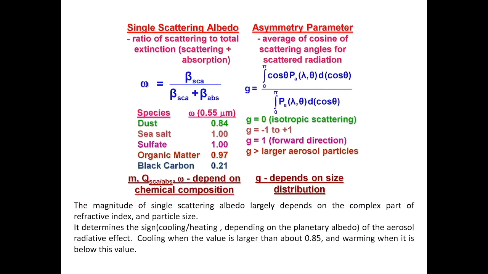Then the other parameters, like single scattering albedo, is nothing but the ratio of scattering to the total extinction, and it is a very important parameter when we study the interaction of aerosol with radiation, or radiative forcing. Another important parameter is the asymmetry parameter, which is nothing but the average of the cosine of the scattering angle for all the scattered radiation in all directions. It depends very strongly on the shape of the particle, and it affects the aerosol radiation interaction.